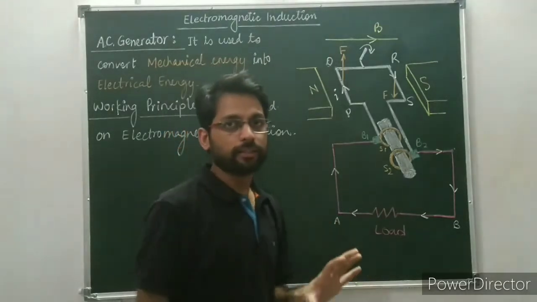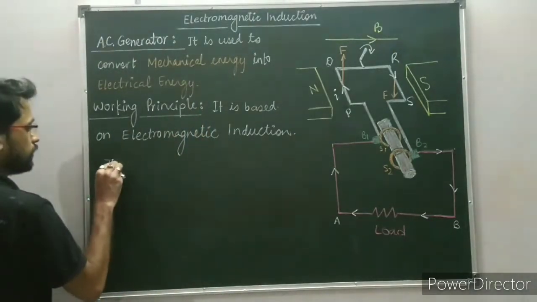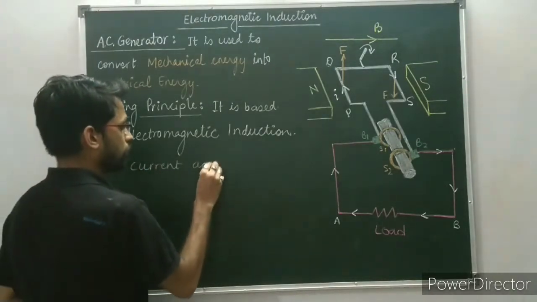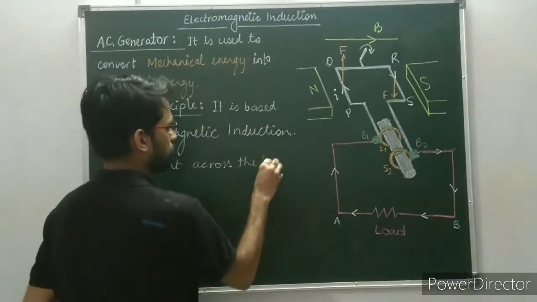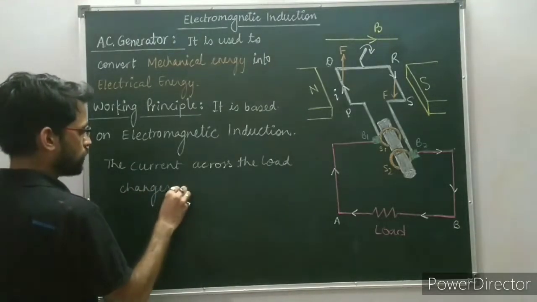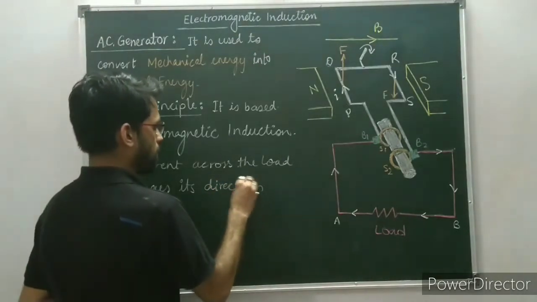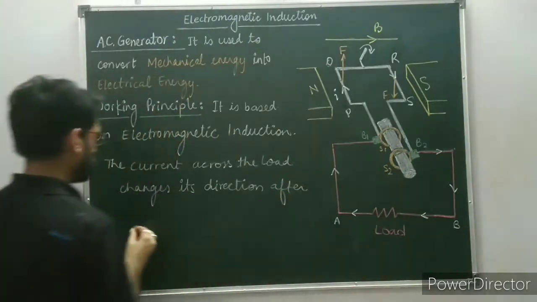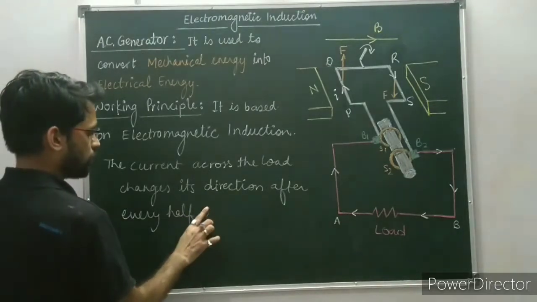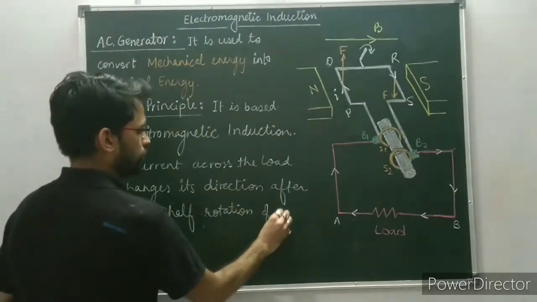So this is a very important part of AC generator, that is the current across the load changes its direction after every half rotation of the coil.